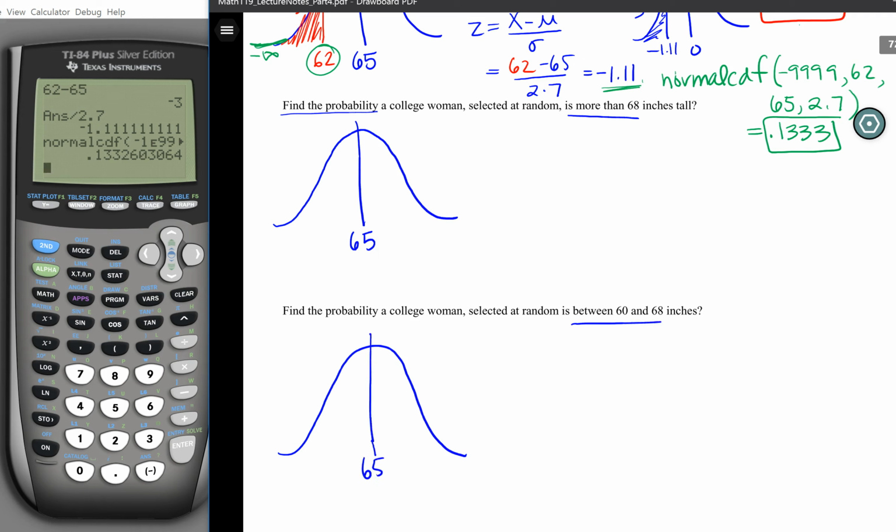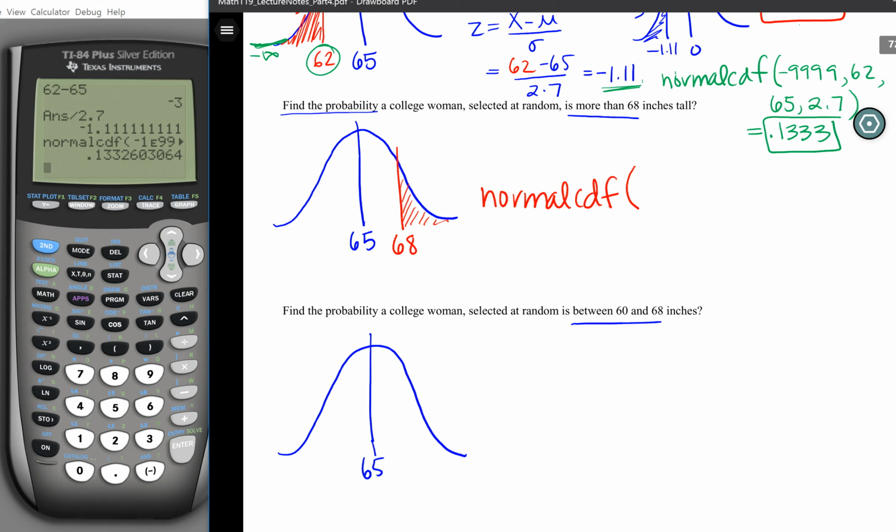So I want you at this point to take a moment, pause the video, and try to do this using the normal CDF function in your calculator. All right, so coming back, the first one is 68 and we want more than. So if you're using your calculator, you should have done normal CDF. Again, we will never ever use normal PDF.